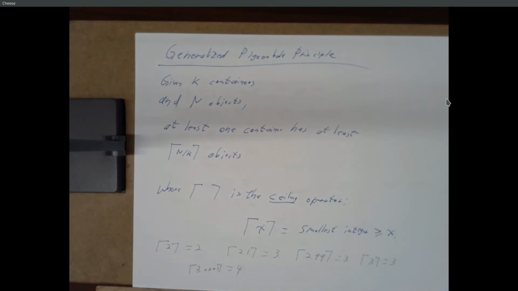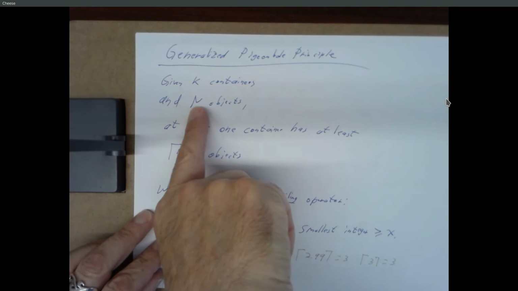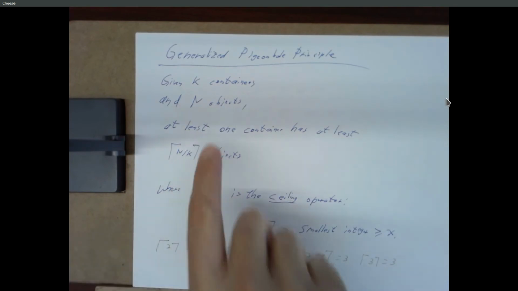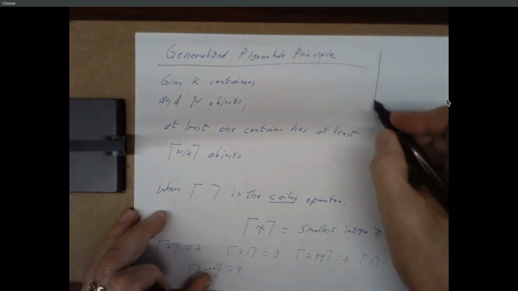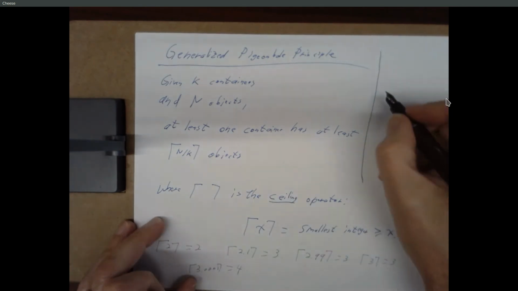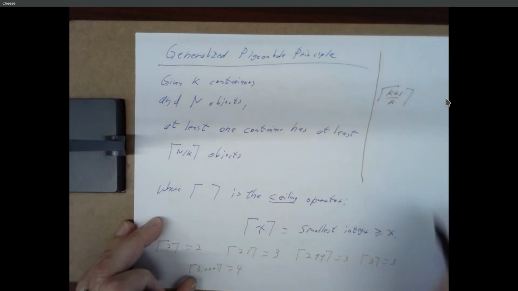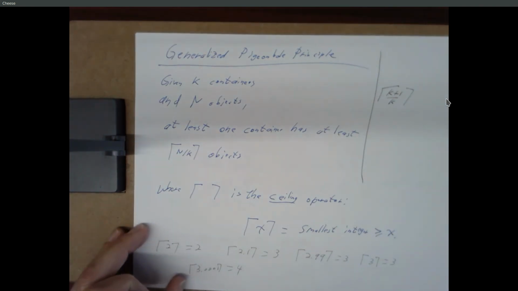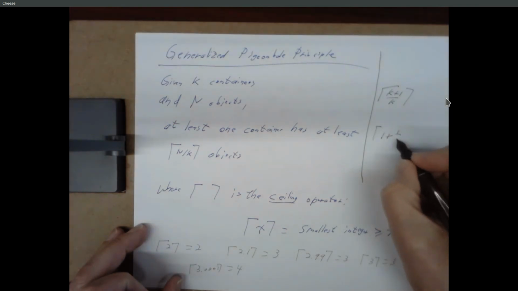So if we apply the generalized pigeonhole principle to k containers and k plus 1 objects, this tells us that at least one container has at least ceiling of (k plus 1) over k objects in it. Well, (k plus 1) over k is just 1 plus 1 over k.